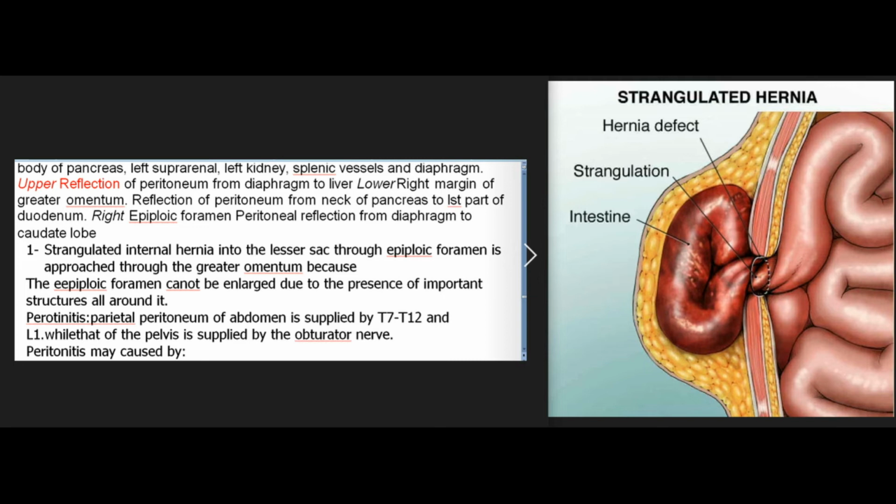1, strangulated internal hernia into the lesser sac through epiploic foramen is approached through the greater omentum because the epiploic foramen cannot be enlarged due to the presence of important structures all around it. Nerve supply: parietal peritoneum of abdomen is supplied by T7 to T12 and L1, while that of the pelvis is supplied by the obturator nerve.